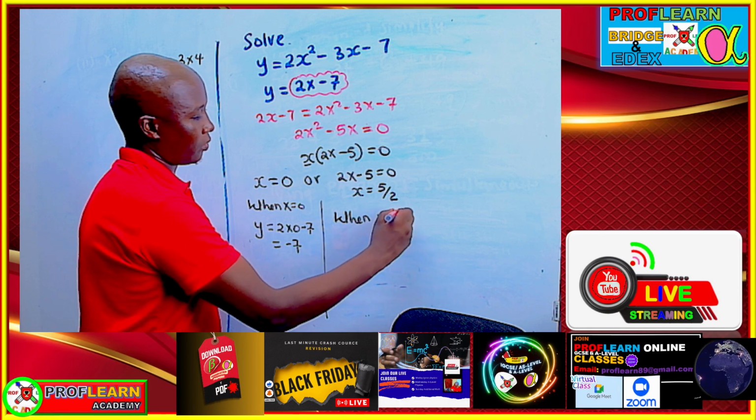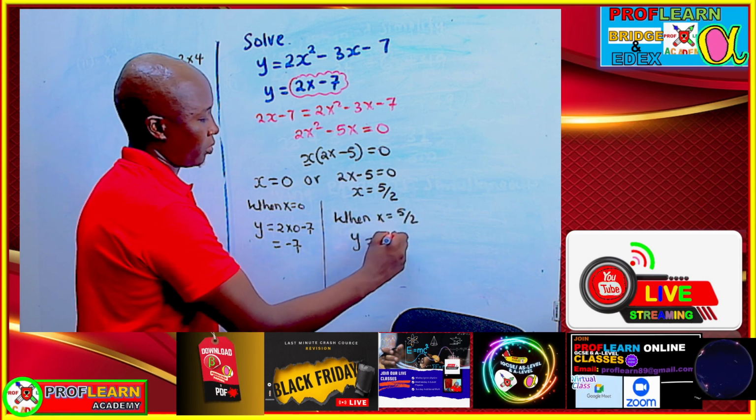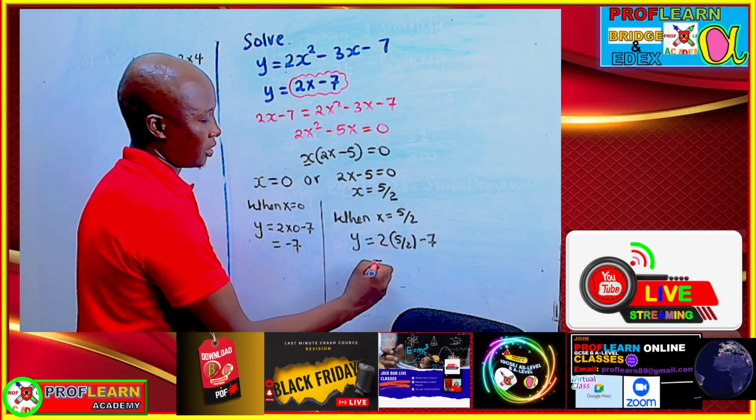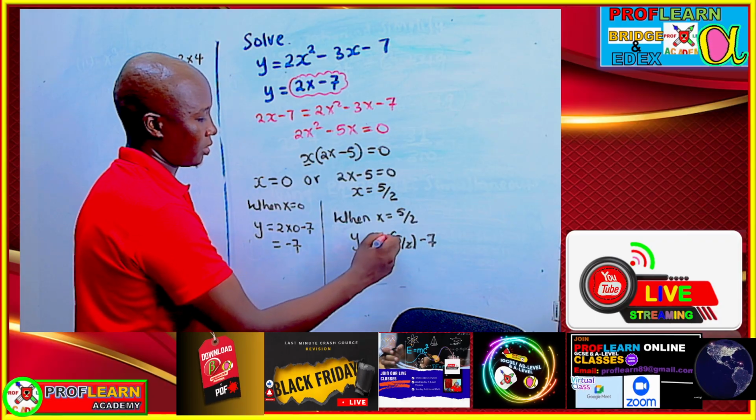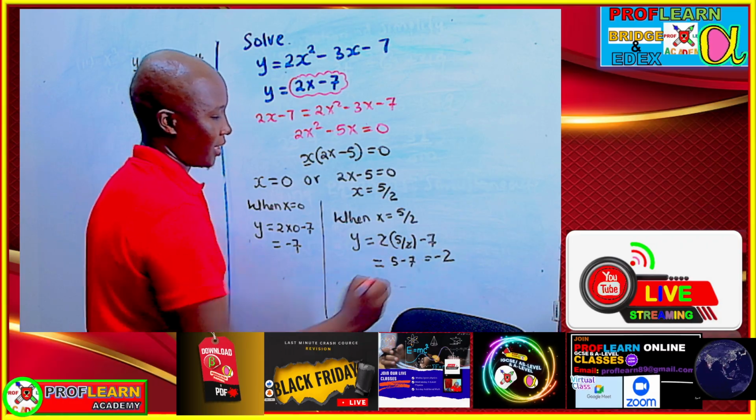when x is equal to 5 over 2, y is going to be what? 2 into 5 over 2 minus 7. So this is going to be 2 and 2 will cancel out. Then we shall have 5 minus 7, and that's going to be minus 2.